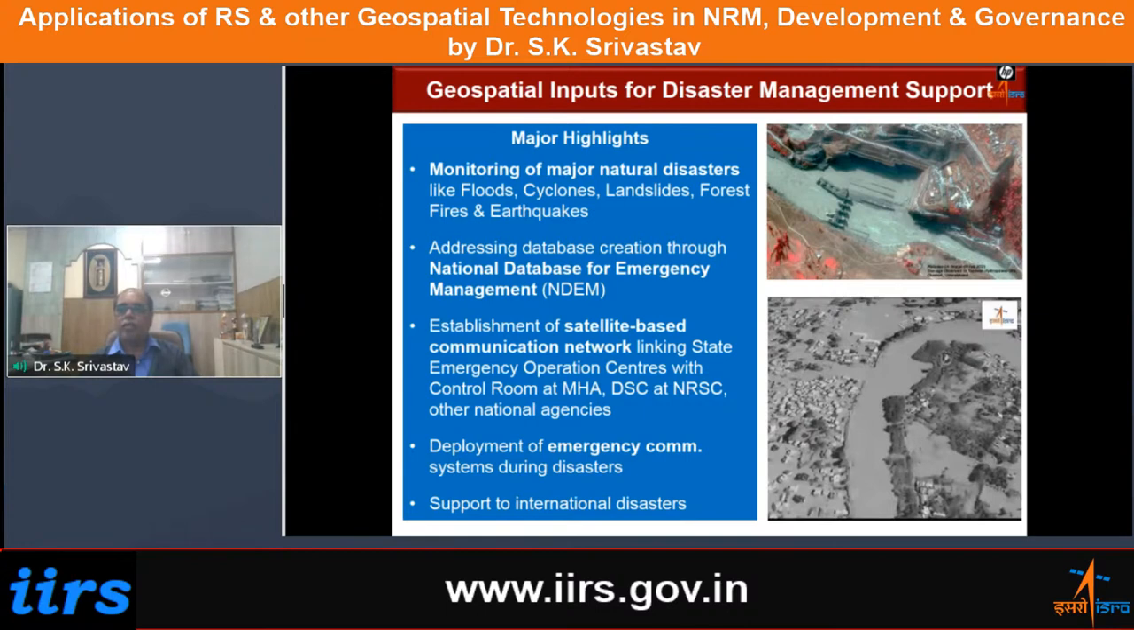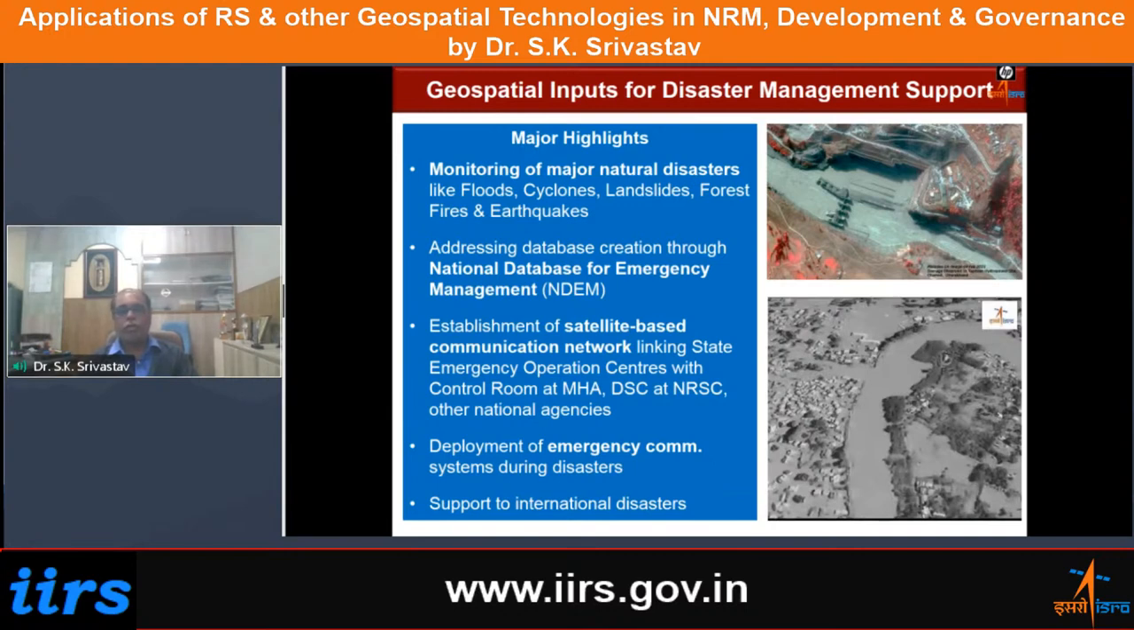There's a charter on international disasters in which the member countries are supposed to provide satellite data sets free of cost to other countries wherever a disaster has struck. So being part of this international charter on disasters, ISRO, or India, gets the data free of cost from foreign satellites. Similarly, we also provide data free of cost from Indian satellites to other countries.